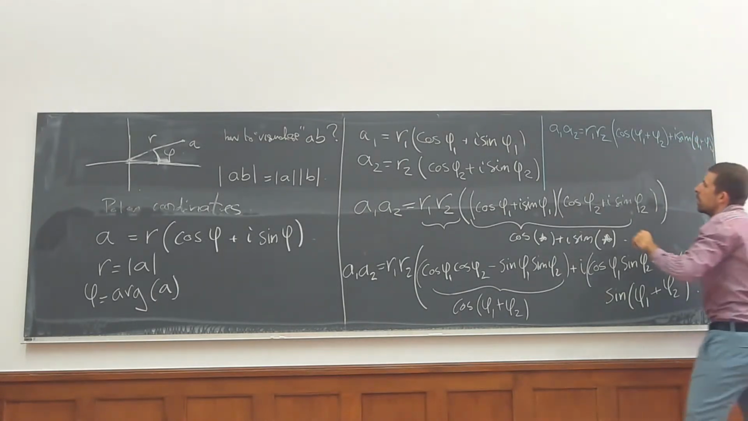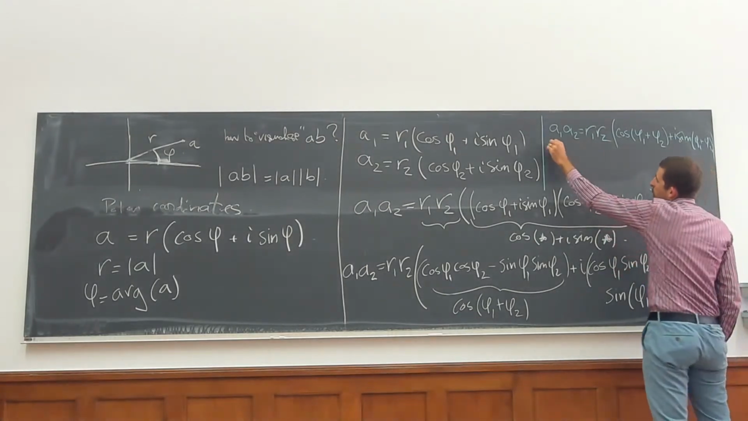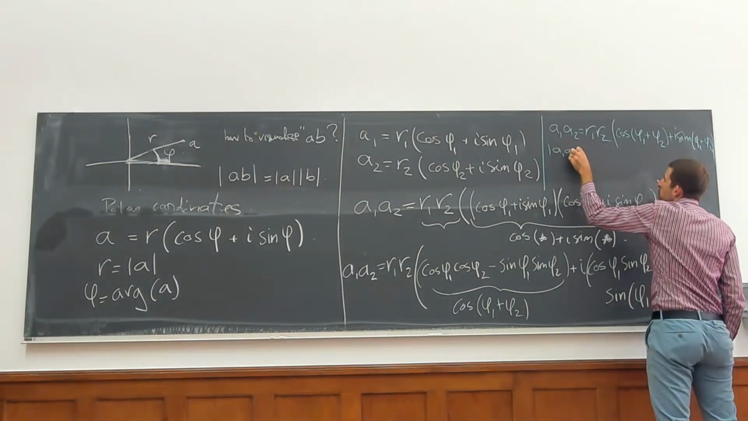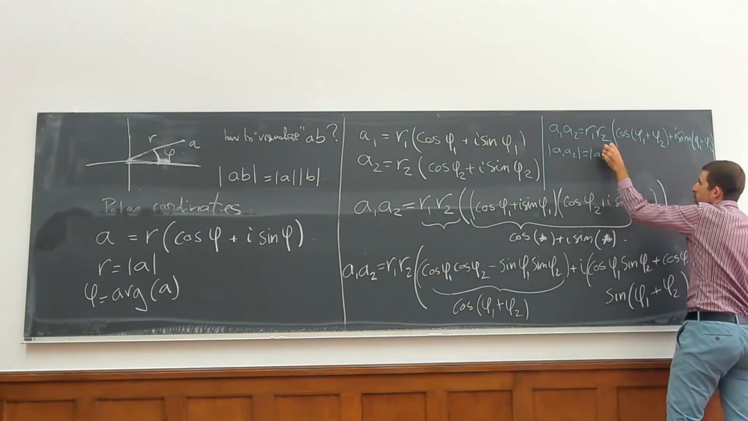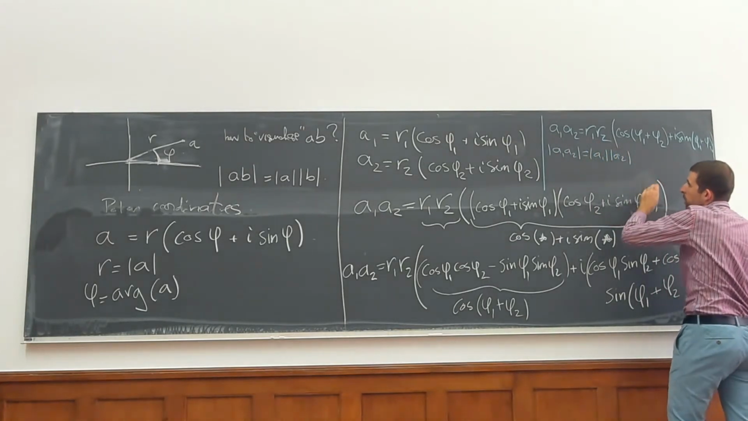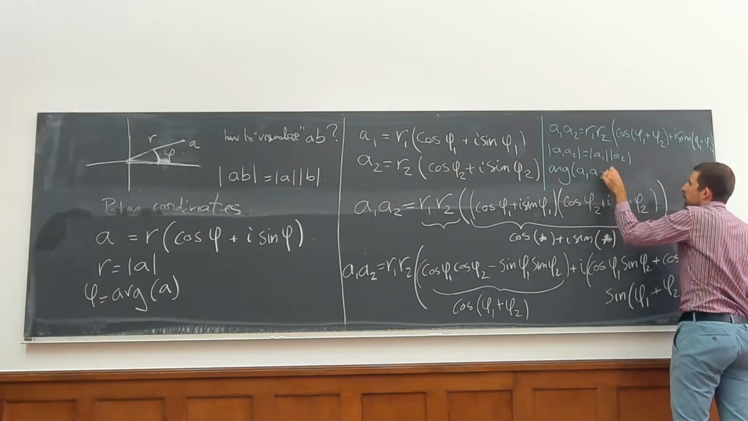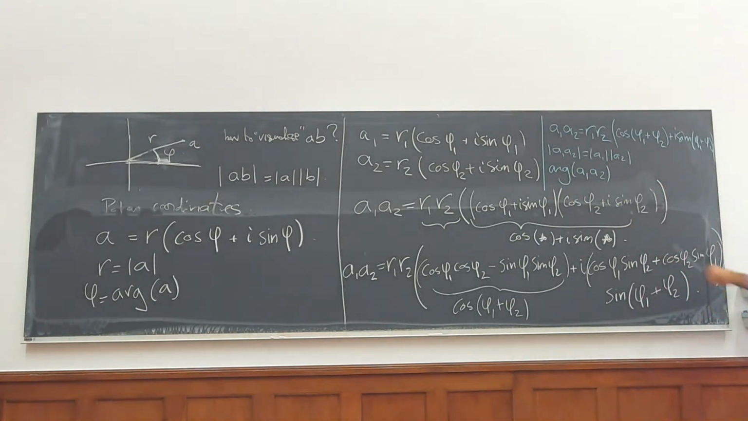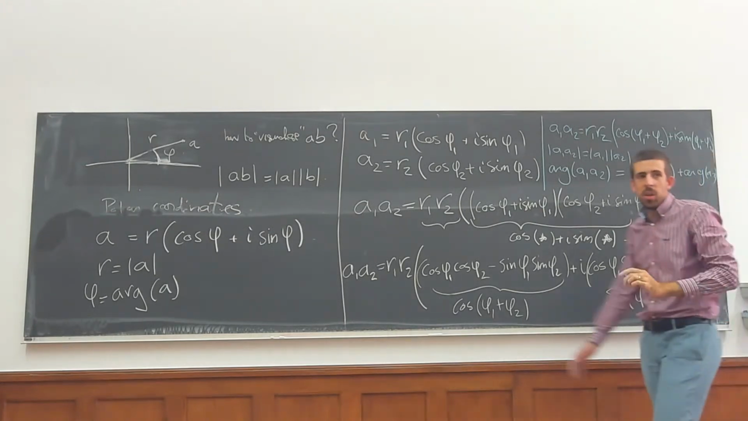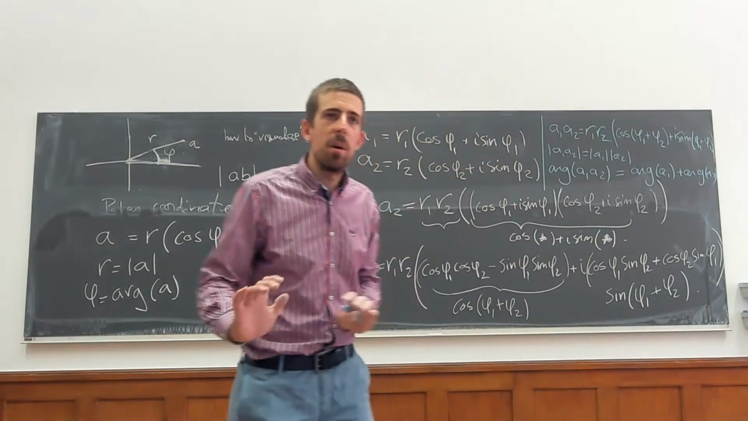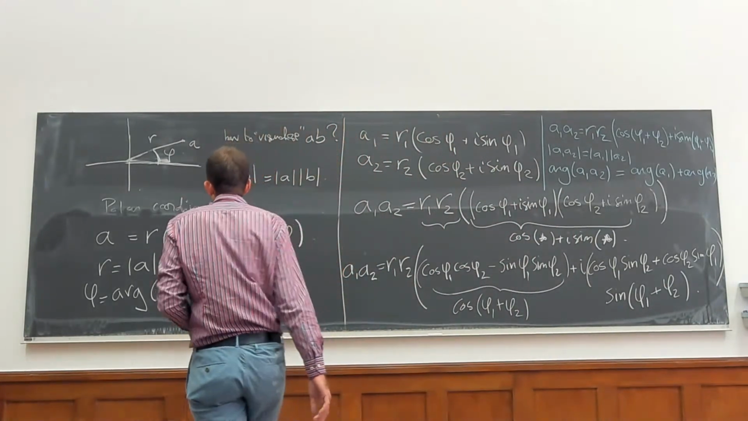Right? So the modulus of A1 A2 is equal to the product of the moduli, as we knew already, but also the argument of the product is equal to the sum of the arguments. And this, I would say, is not just housekeeping, right? It's a priori not obvious at all.